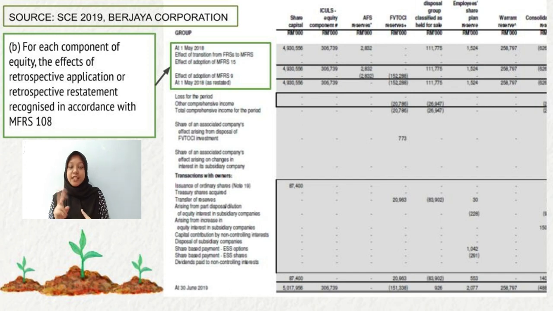Second information, MFRS 101 para 106B stated that for each component of equity, the effect of retrospective application or retrospective restatement is recognized in accordance with MFRS 108. This means that any changes in accounting policy, changes in accounting estimate, and correction of prior period error should be stated in the statement of changes in equity.